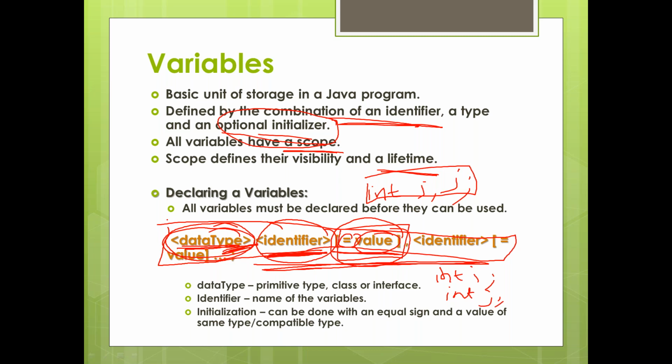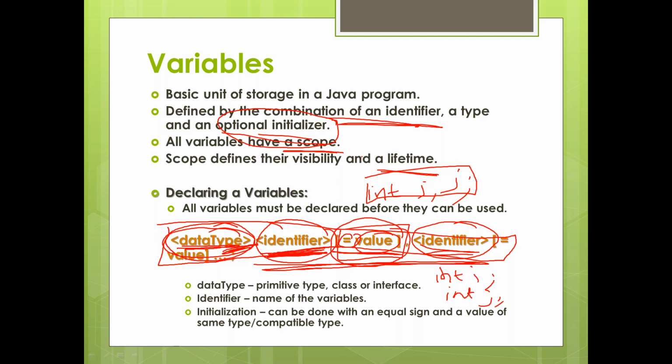You can declare multiple variables on a single line. Assume that this is variable 1 and this is variable 2. The condition is that all these variables should be of the same type. You can't declare multiple types on a single line.